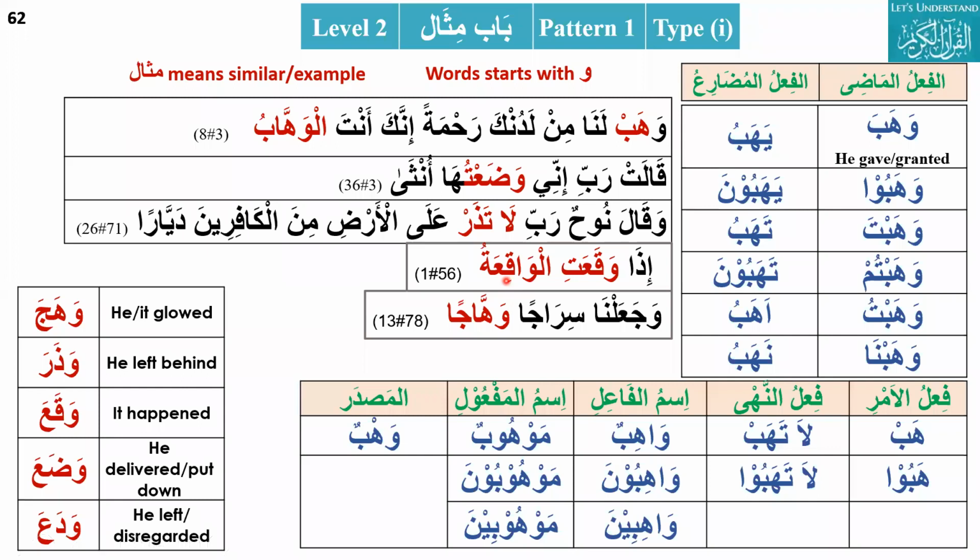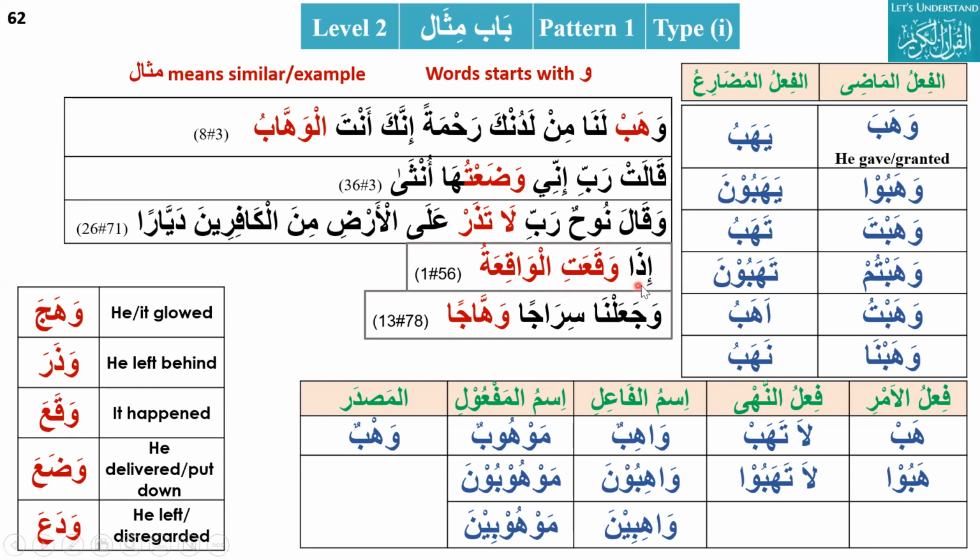Waqi'atun. That is master. Waqi'a. Let's remove ta marbuta at the end. It will become waqi'a. So it will be waqi'un. Waqi'un means ismul fa'il, the one who caused it to happen, means event. Okay, what will be the feminine of waqi'un? Waqi'atun, yeah. So this is basically ismul fa'il, feminine. Fa'ilun, fa'ila. Similarly, fa'ala, fa'alat. Fa'ilun, fa'ila. Muslimun, muslimah. So waqi'atun.